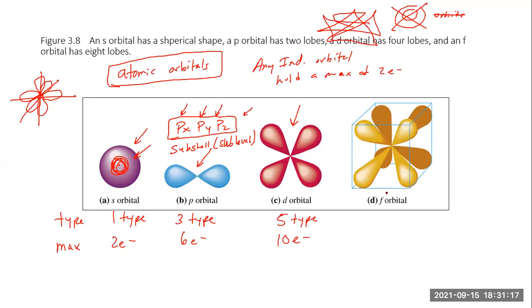And lastly here, f orbitals kind of look like 2 d orbitals put together. There are 7 different types of f orbitals. And since there are 7 different individual f orbitals that make up a subshell of f, 7 times 2 is 14 electrons. So within the atom, you could kind of think of the orbitals as, again, the rooms on the floor.